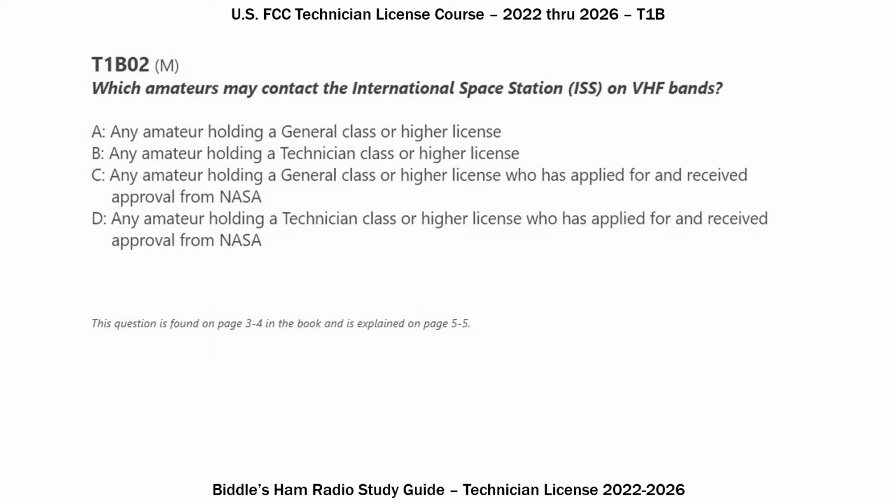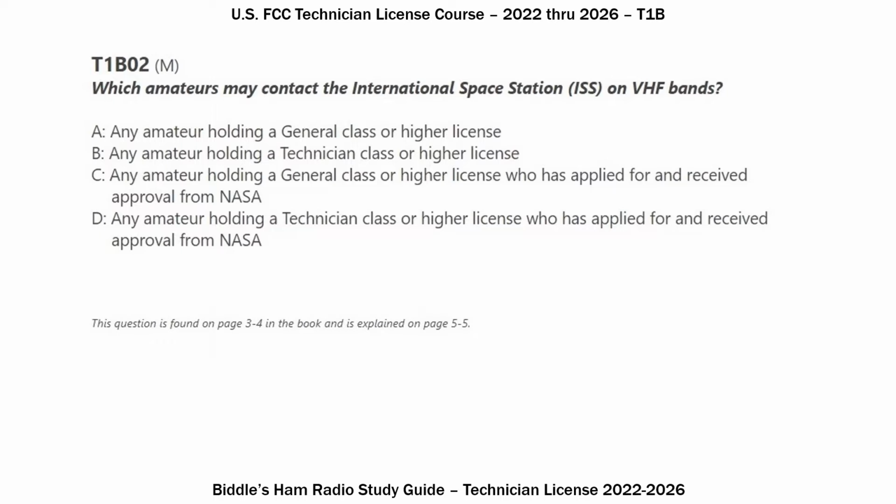So our next question, T1B02. Which amateurs may contact the International Space Station on VHF bands? A, any amateur holding a general class or higher class license. B, any amateur holding a technician class or higher license.